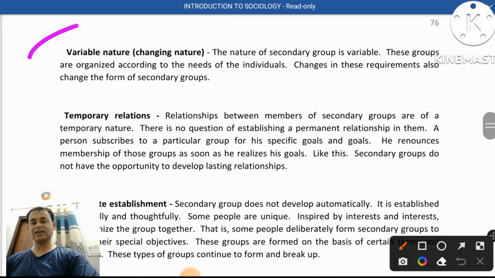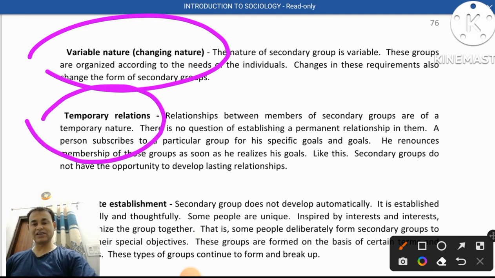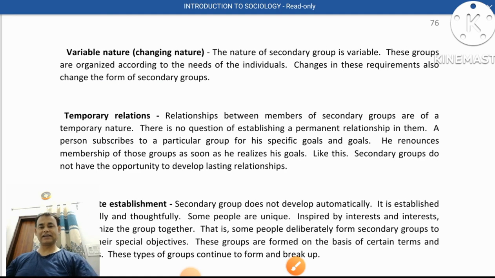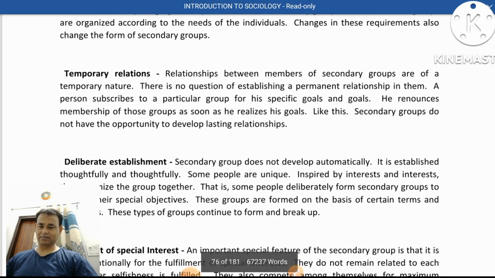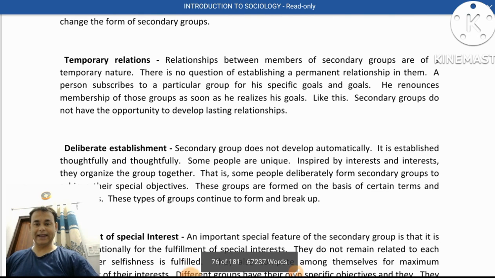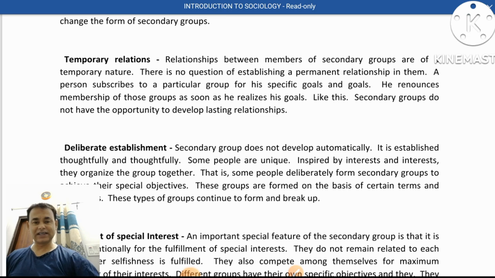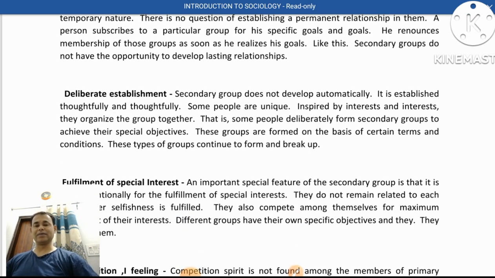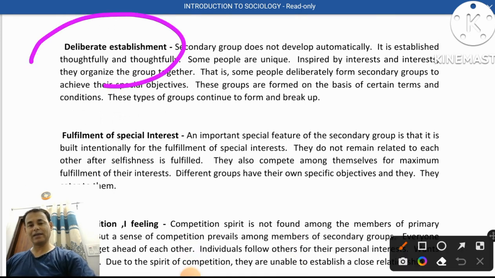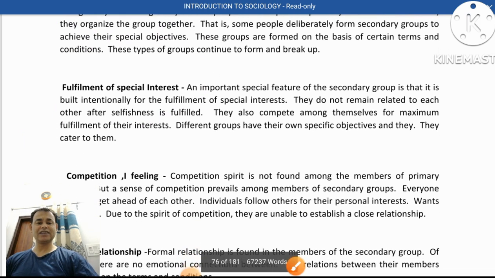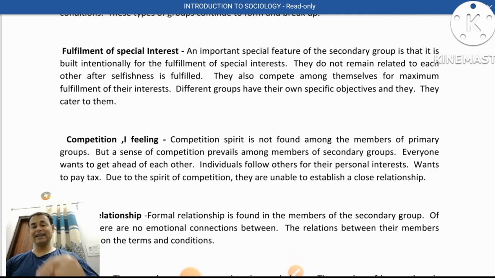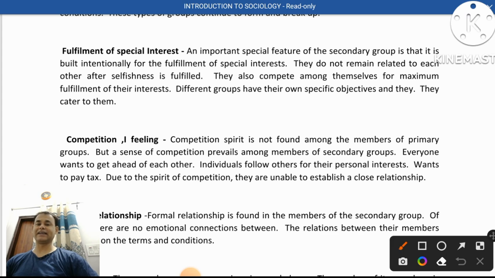Variable nature. The nature of the secondary group is variable. Temporary relationship. When the interest or personal advantage is completed, the secondary group ends. There is no question of establishing a permanent relationship in them. Deliberate establishment. The secondary group does not develop automatically. It is established thoughtfully, and some people, inspired by interest, organize the group. Fulfillment of a special interest. An important special feature of the secondary group is that it is built intentionally for the fulfillment of a special interest.